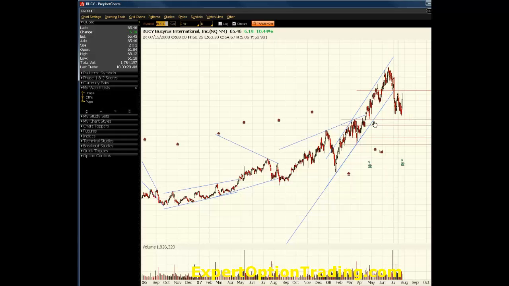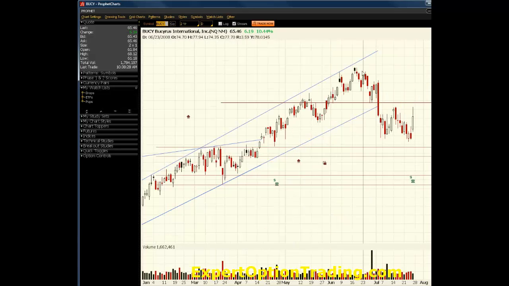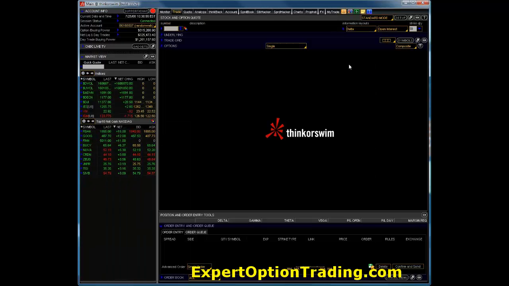What we're looking for in the chart is just to see if it's been in a downturn recently. Well, it was, but it was back in the beginning of July, and it's kind of traded sideways since then. So BUCY could be a pretty good candidate because it has been in a sideways movement here for the last couple of weeks. Let's see what else we have here.